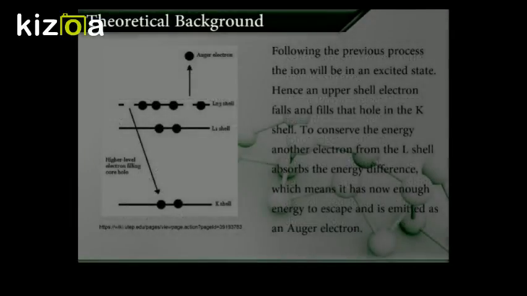Besides the electrons ejected by the X-ray beam, we detect Auger electrons as well. So what are Auger electrons? Following the photoelectron process, we will have an excited ion. One of the ways to relax is by having an upper shell electron fall and fill that hole created by the X-ray beam and have the Auger electron emitted, conserving energy.